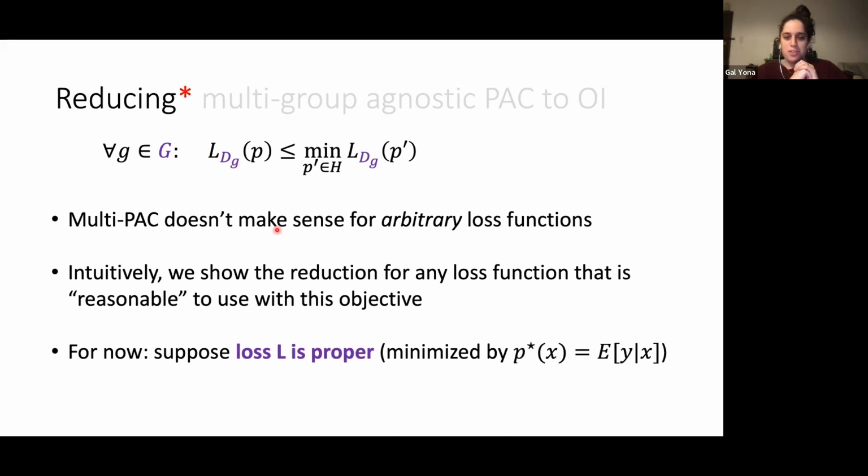Okay, so I'm going to show this reduction in the paper. We show this reduction not for arbitrary loss functions, but for loss functions that are reasonable to use with this objective, in the sense that there is some solution. If you were not constrained at all, you could find a predictor that satisfies this requirement. But for now, just think of something very simple, which is that the loss is proper. This is basically saying that this P star, the conditional expectation, minimizes this loss. You can think of squared loss, logistic loss, or also calibration loss. All of these are proper loss functions.